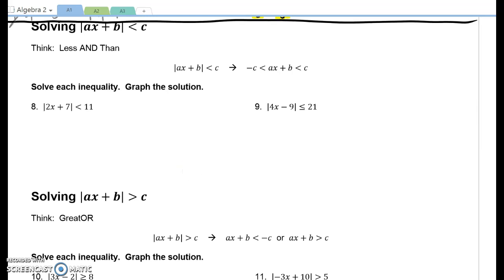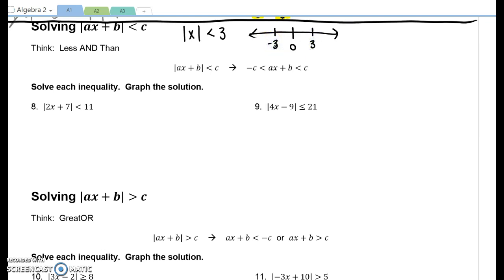So first, let's talk about what happens when the absolute value is less than something, like we have right here. The absolute value of ax plus b is less than c. Remember, absolute value represents the distance that something is from 0. So if I use this example, the absolute value of x is less than 3. I want all of the x values that are less than 3 units away from 0. So if we think about a number line, where on this number line would we be exactly 3 units away from 0? At -3 and at +3.